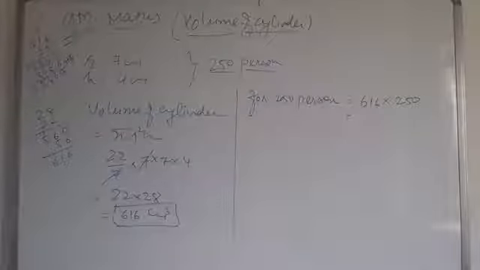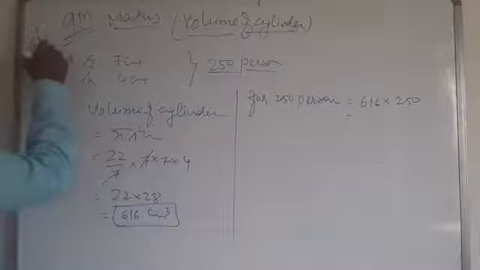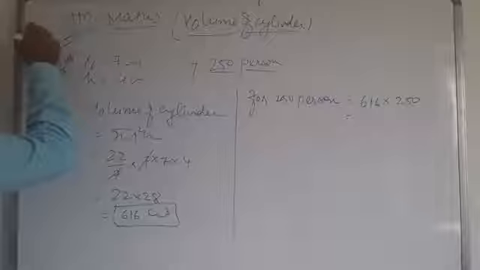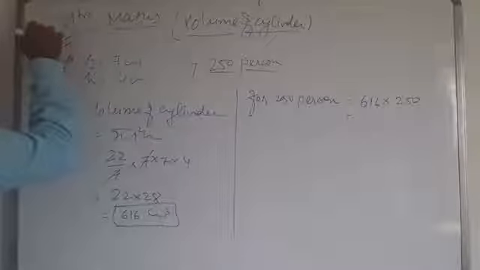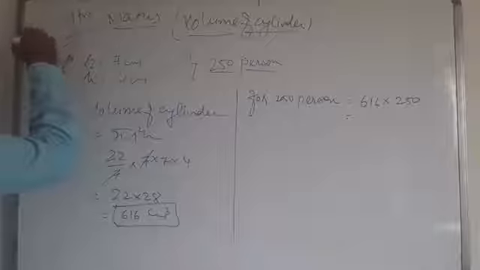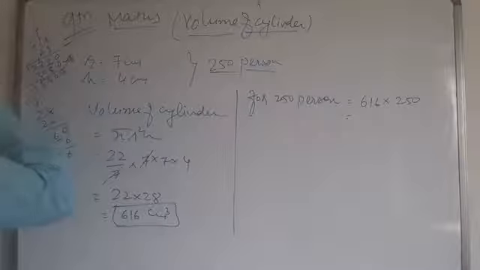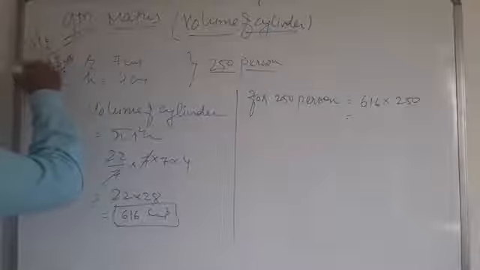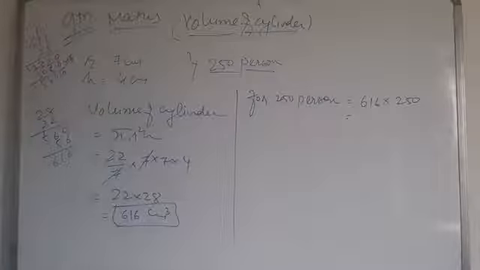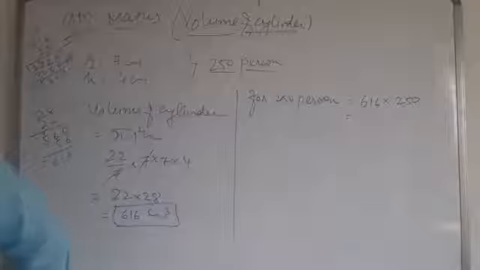6 into 25. 6 2s are 12, 2 1s are 2 plus 1 is 3. 6 2s are 12, 6 5s are 30. 3 carry. 5 1s are 5, 5 plus 3 is 8. 6 1s are 30, 6 5s are 30, 0, 8 plus 2 is 10. 3 plus 1 is 4, 3 plus 2 is 5. So 1 5 4 0 0.